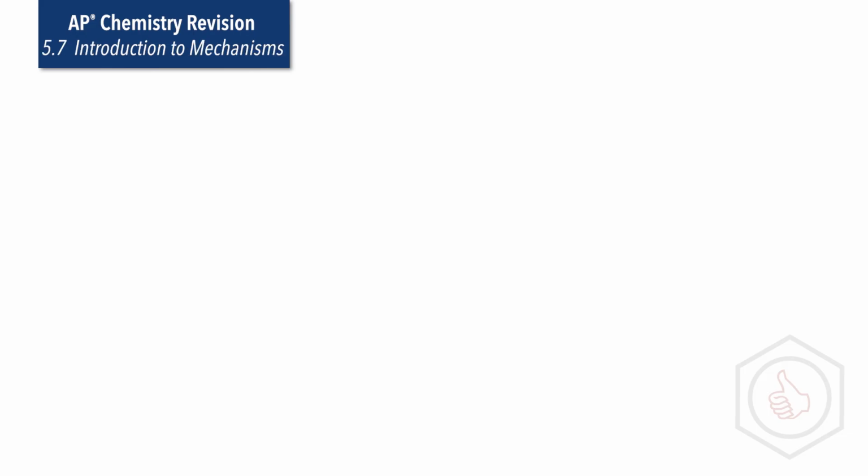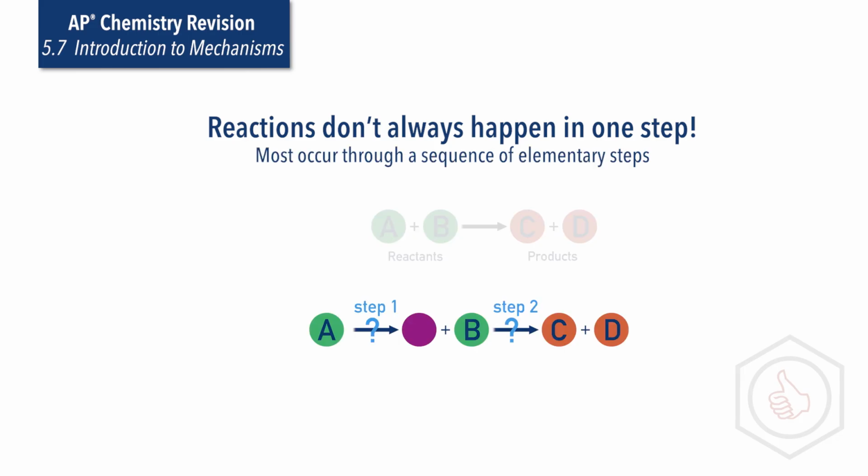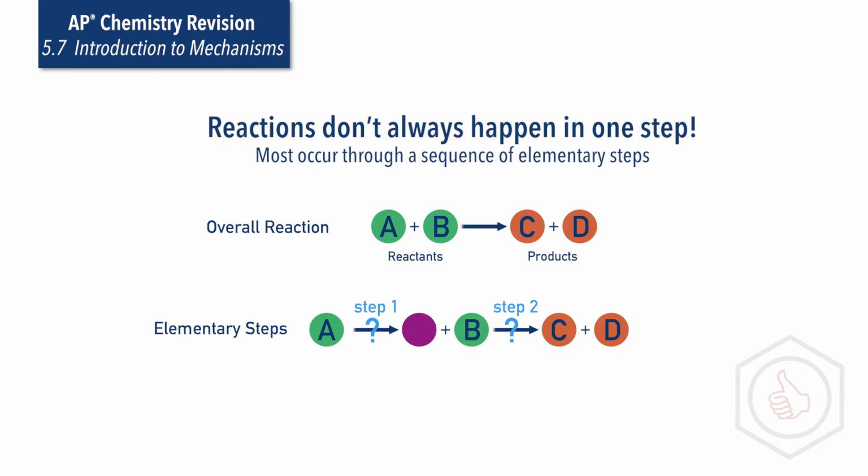Many chemical reactions don't just happen in one simple step. They occur through a sequence of elementary steps. Each step involves the breaking or forming of a small number of bonds. The overall reaction is the sum of all the elementary steps that occur, and how these steps link together is referred to as the reaction mechanism.